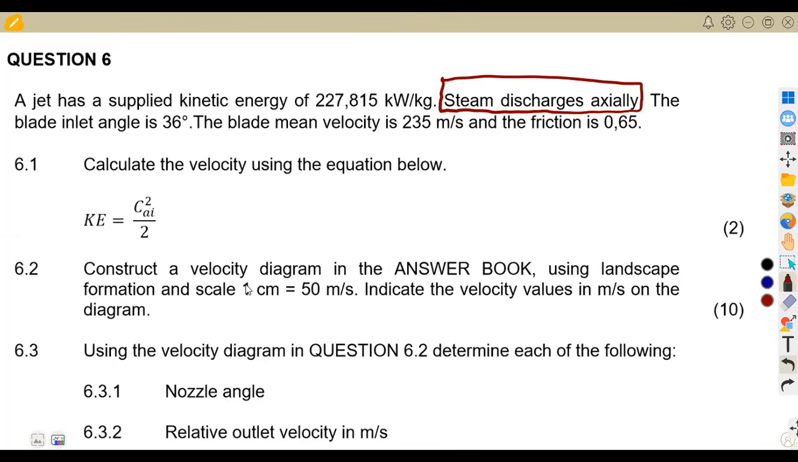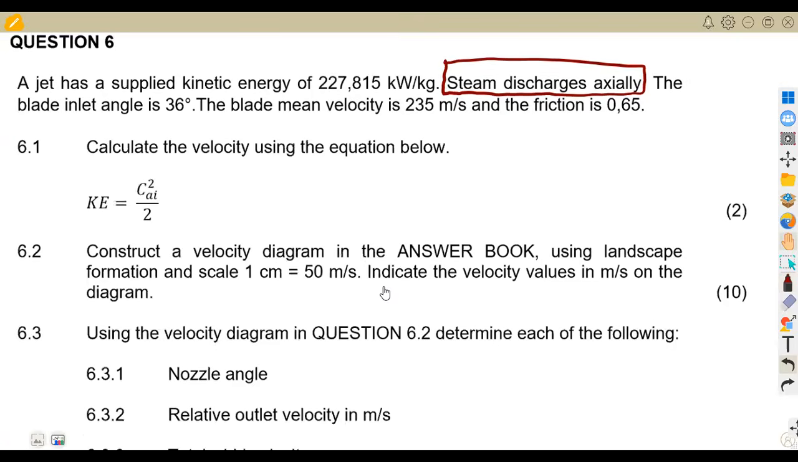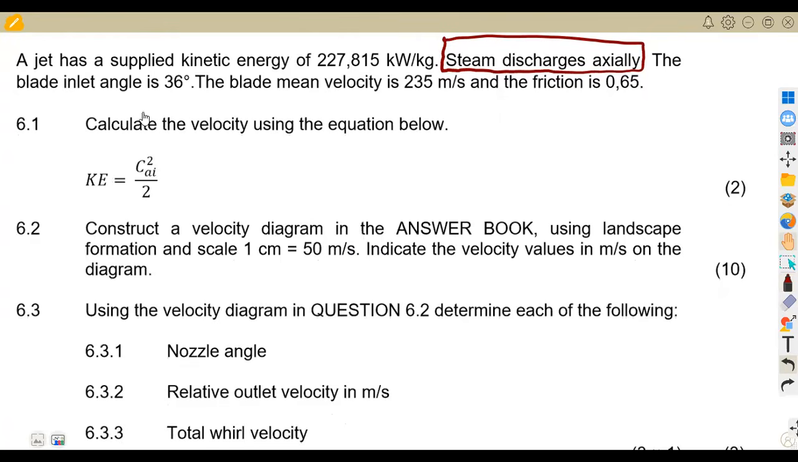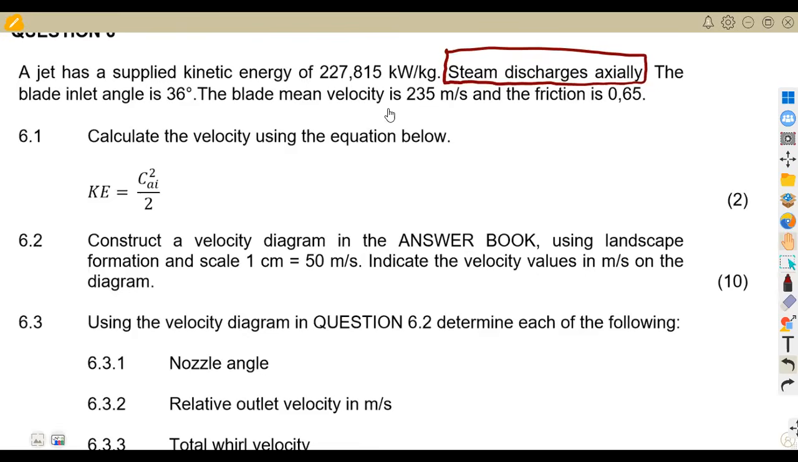All right, question number 6, like I said, from November 2020 exam, which is on the steam turbines. We are given a jet is supplied, has a supplied kinetic energy in this case, which is the power. So this kinetic energy is the power, which is in kilowatts per kg. And we are given that steam discharges axially, which is the most important part that I want us to talk about in this class. Then we are given that the blade inlet angle is at 36 degrees, the blade mean velocity 235 meters per second, and the friction is 0.65, which is the coefficient of friction. All right, let us just take our information here.